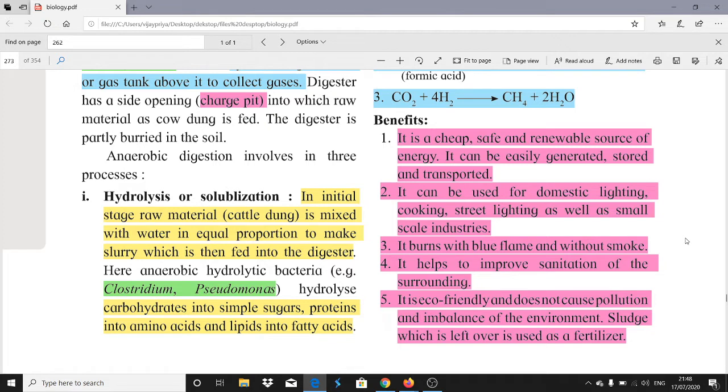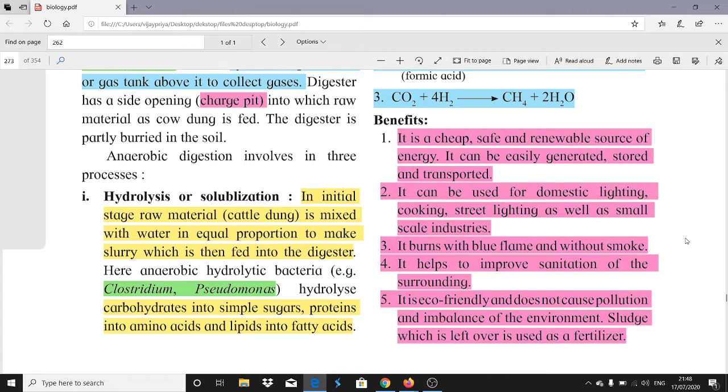It burns with blue flame without smoke, again very important. So it is a healthy gas, you can say. It is not harmful to the environment, as it burns in blue flame, and again there is no smoke. So this is again a very important benefit of this biogas.